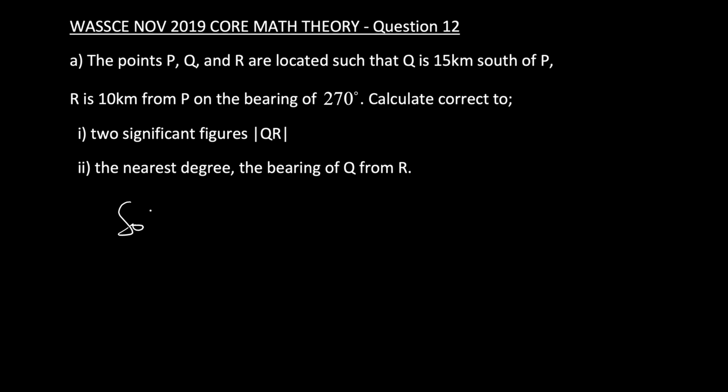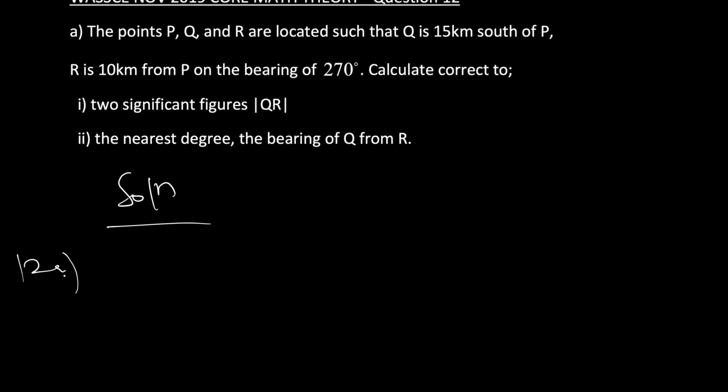So let's move on to the solution of question 12a. The points P, Q, and R are located such that Q is 15 kilometers from P. So if this is P, our Q is 15 kilometers away, and R is 10 kilometers from P on the bearing of 270. So this is our point P.